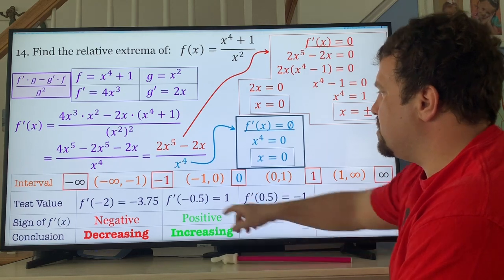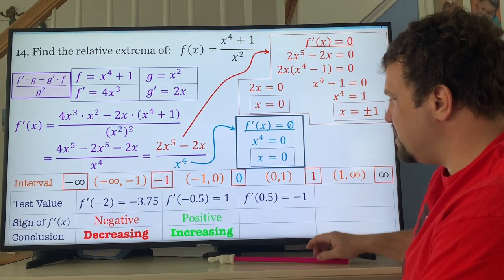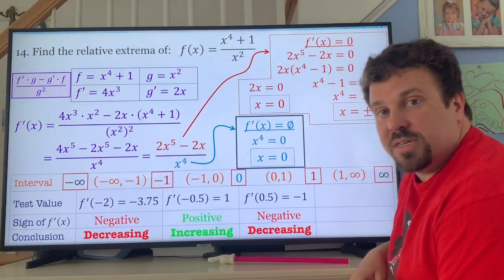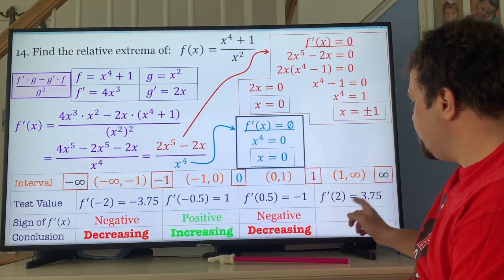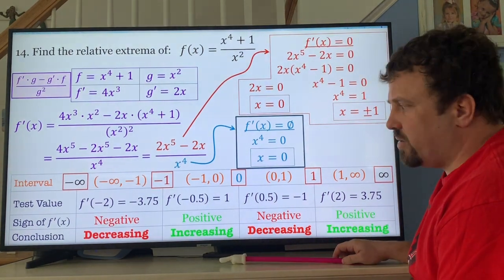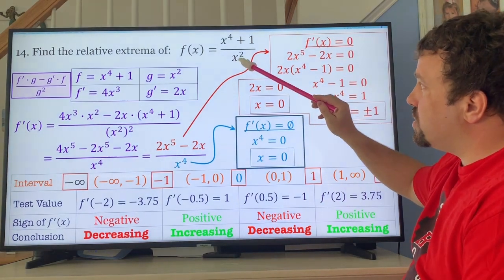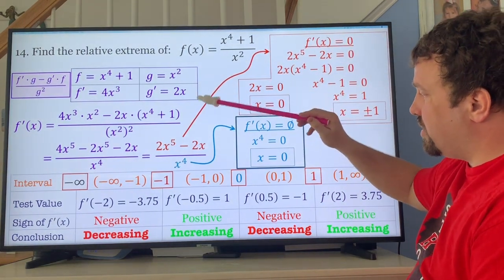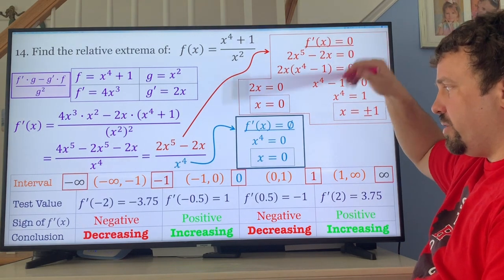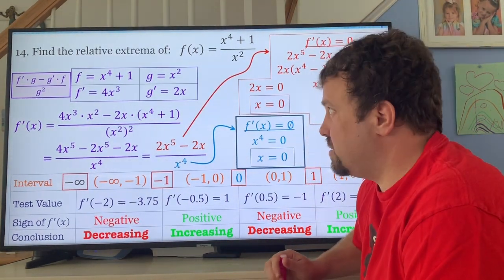Number between these, the last was -0.5, so pick a positive 0.5. Type it in here, you get -1 as an answer, a negative number, which means your graph is decreasing. 2, you get 3.75, which is a positive number, which is also increasing. So your graph is going to go down, and up. There's also an asymptote at 0. So at 0, there's actually no extrema. It's just a vertical asymptote.